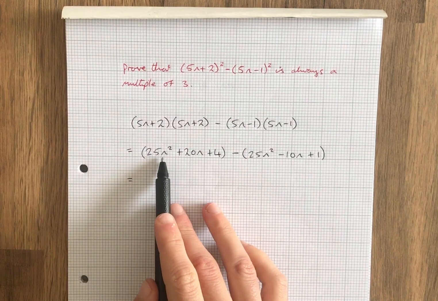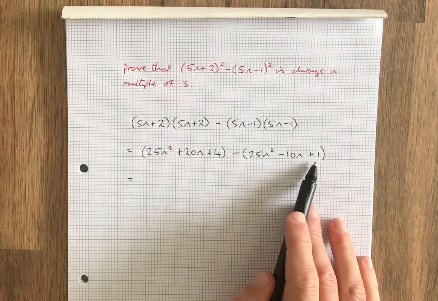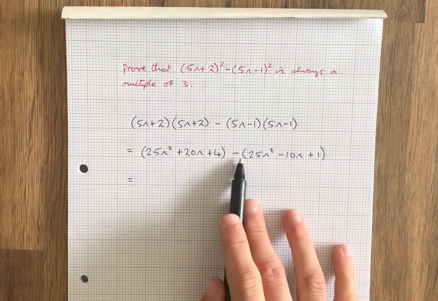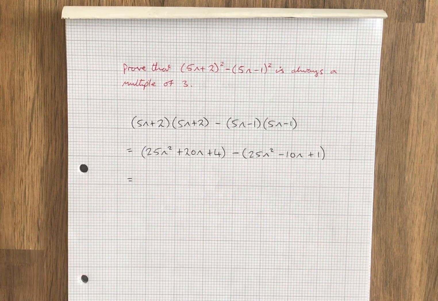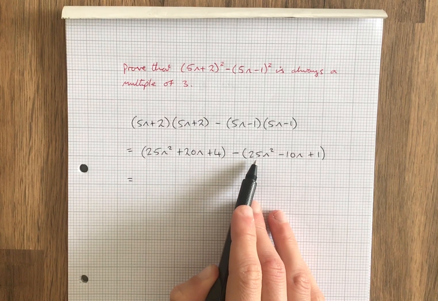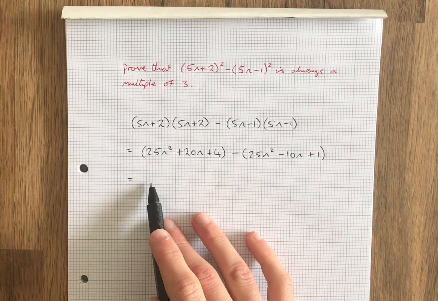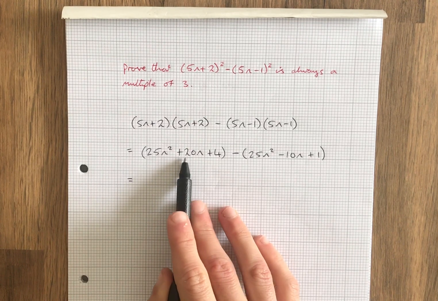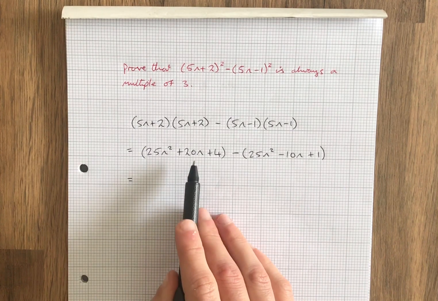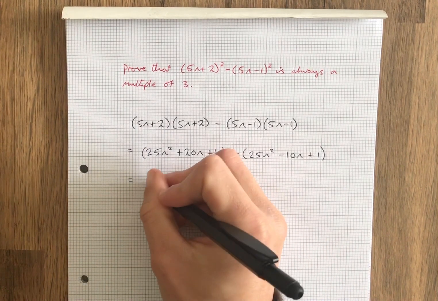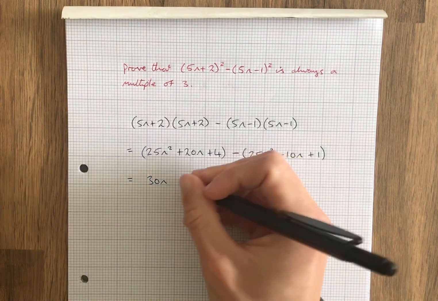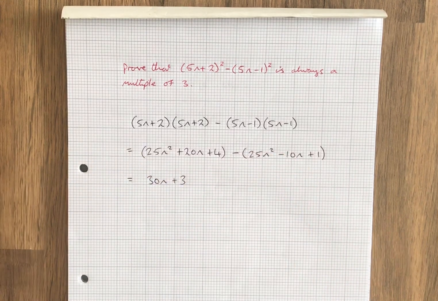So we can write this in a few different ways. We could get rid of the brackets if we wanted to, but we need to remember that we're subtracting every single term here. Or we can look at the like terms and simplify in that way here. So we've got 25n squared take away 25n squared, which will be 0n squared, so we don't need to write anything down for that. They're going to cancel. Then we've got 20n take away negative 10n, which is exactly the same as 20n plus 10n. So that's going to give us 30n. And then we've got 4 take away 1, which will give us positive 3. So that's what we're left with.